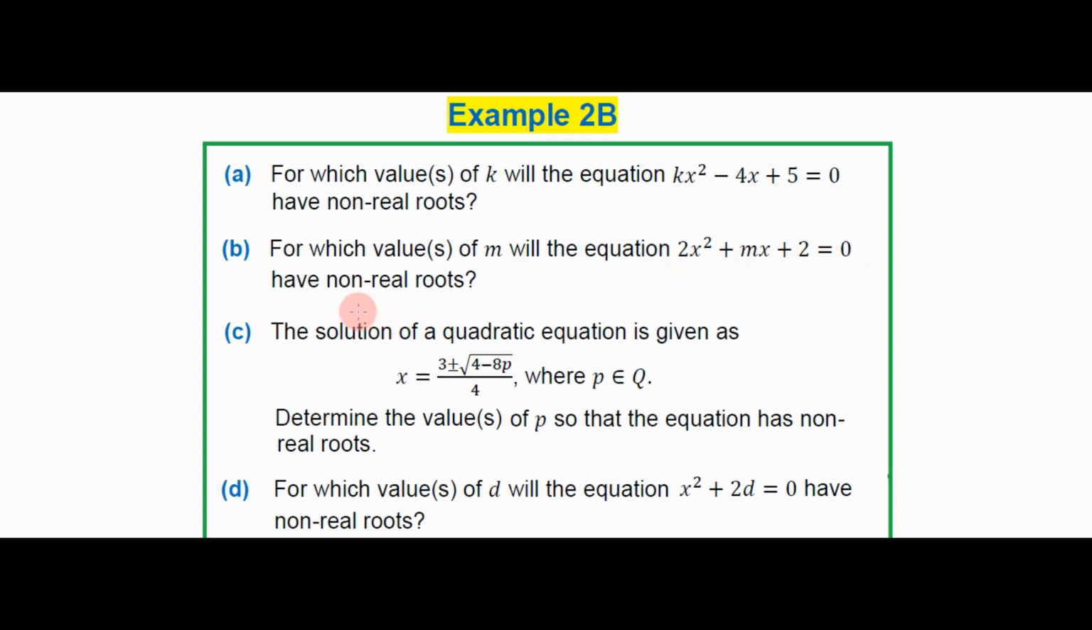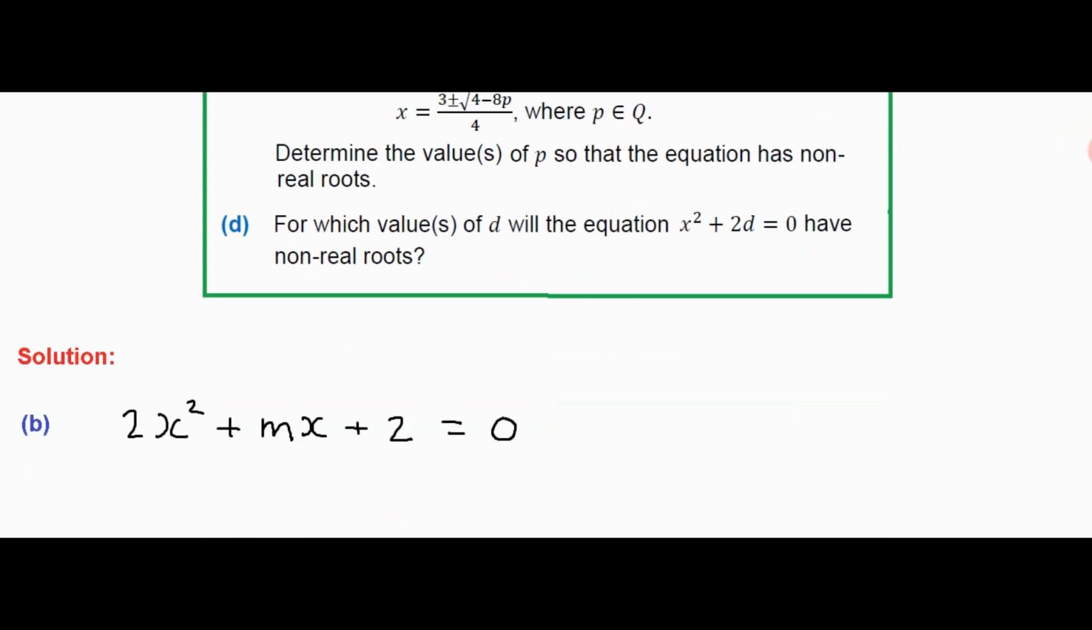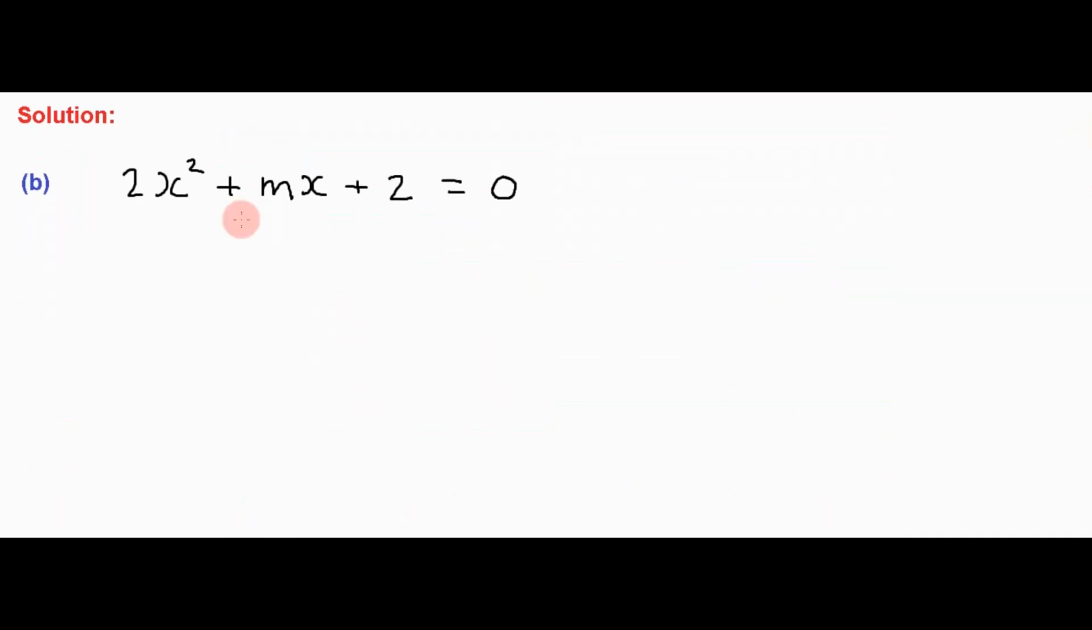0 have non-real roots? Once again, the equation is in standard quadratic form. So we can write down the values of a, b, and c. A is going to be 2. B, the x coefficient, is going to be m. And c, the constant, is going to be 2.